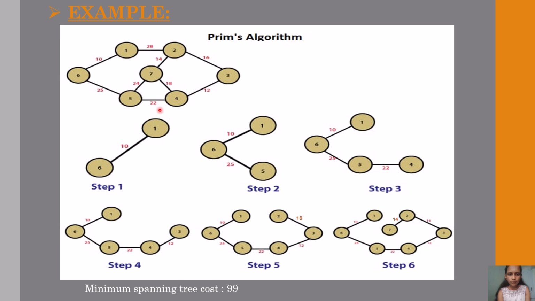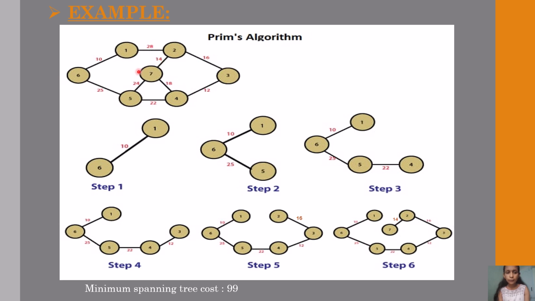When it comes to step 4, node 4 is connected with 7 with a cost of 18 and also with 3 with a cost of 12. So we have to find the minimum. 12 is the minimum. So in step 4, 4 is connected with 3 with a cost of 12. When it comes to 3, there is only one node connected, that is 2 with a cost of 16. So there is no option. In step 5, we connect node 3 with node 2 at a cost of 16.